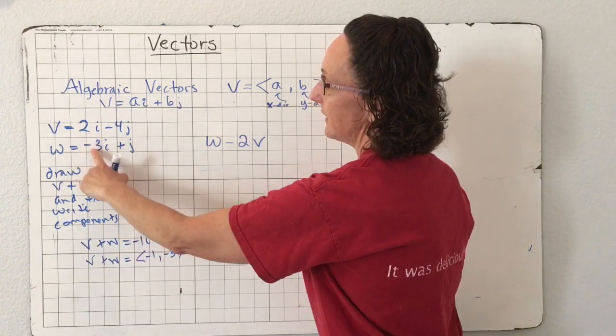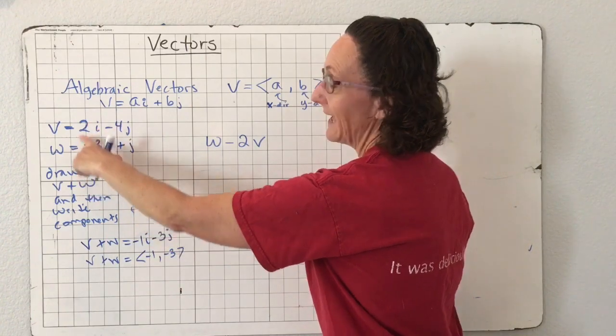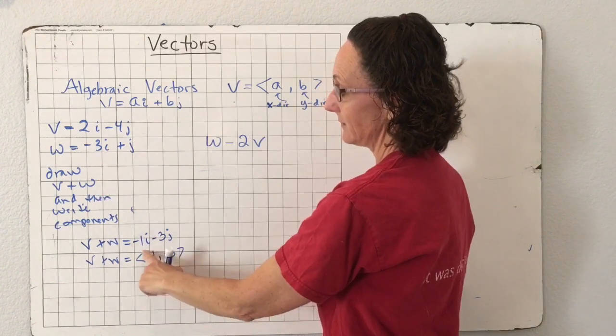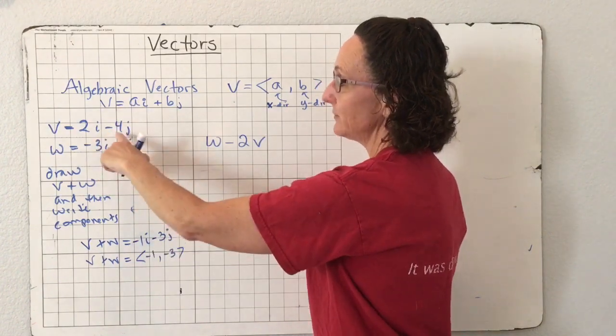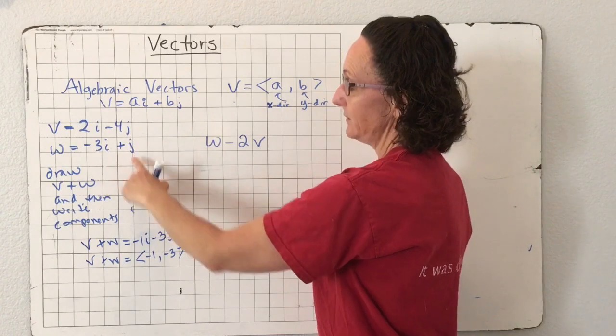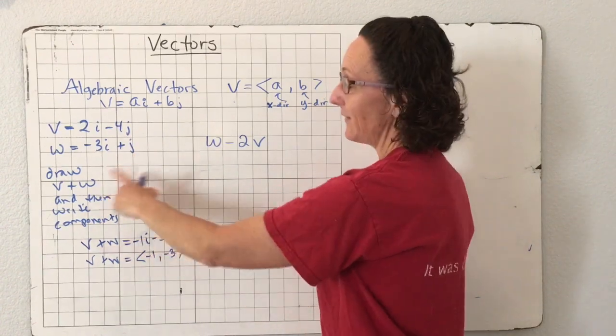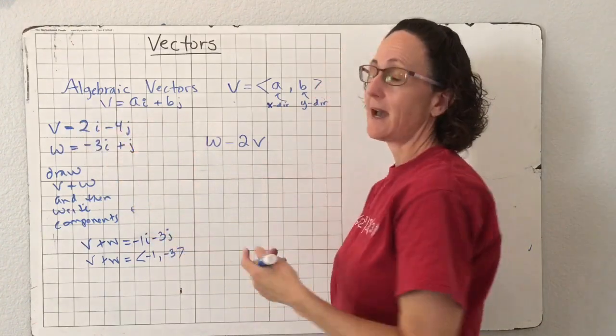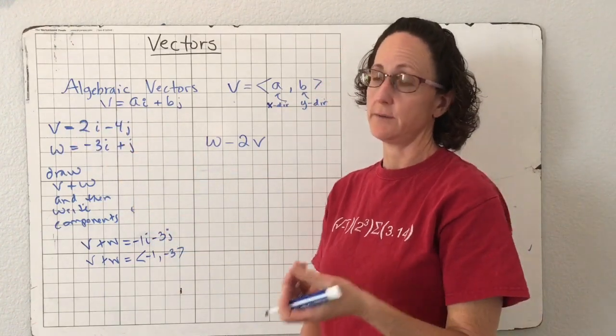See how we have 2i and negative 3i? If you just literally add those, add like terms, you get negative 1i, which is right here. Here, if you just add those, negative 4j plus 1j, you get negative 3j. So I didn't even have to draw all those pictures to get the answer. I could have just added these and added these. So just adding like terms will get you the i and j components.